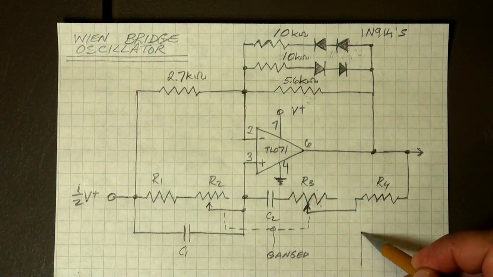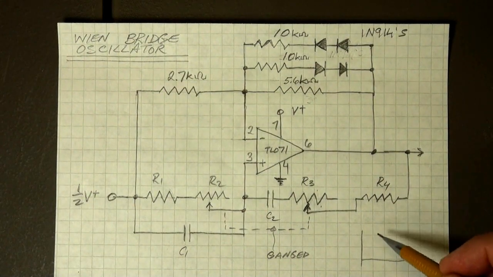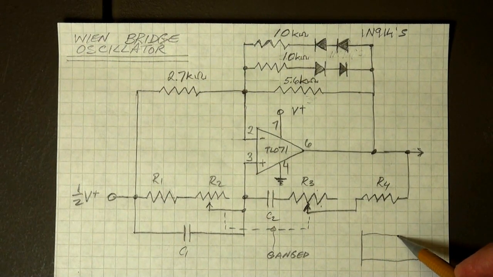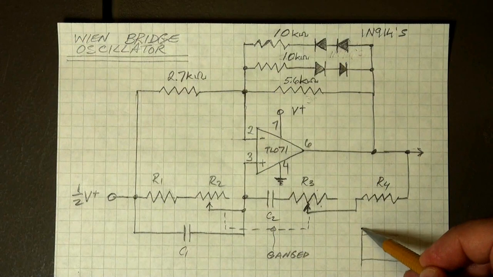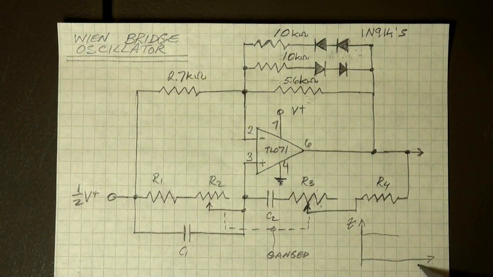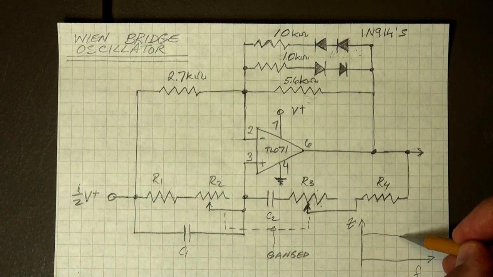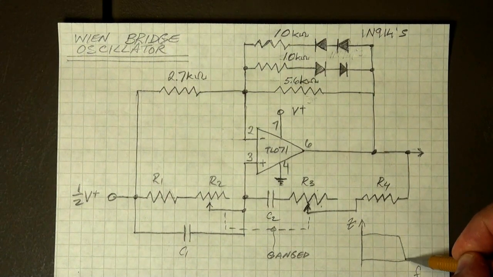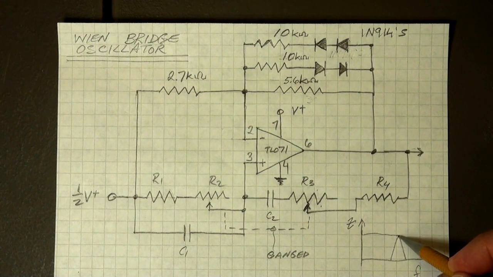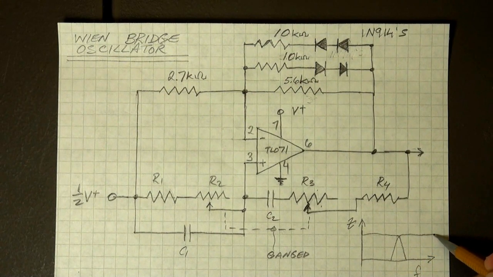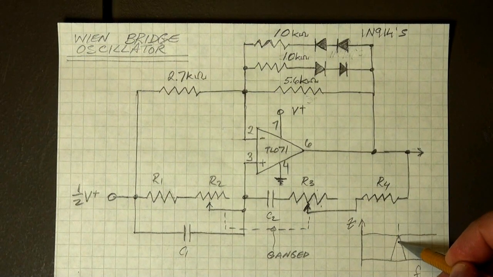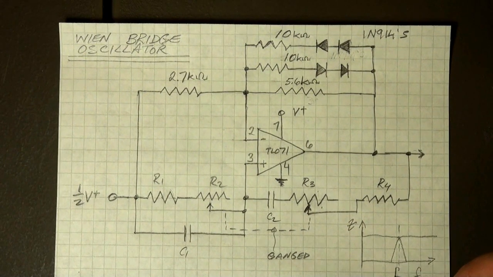So if I were to plot their transfer function, I would get a transfer function that looks like this, impedance wise. This would be impedance versus frequency. So for the low-pass filter, you get something like that. And for the high-pass filter network, the impedance network, you get something like that. And the frequency of oscillation will occur where they cross.